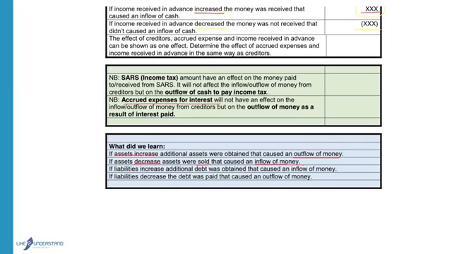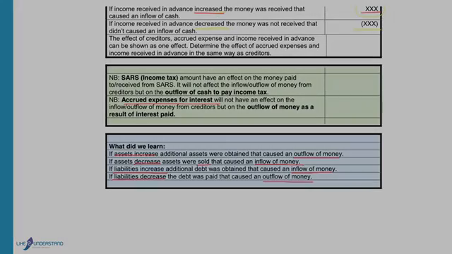If liabilities increase, additional debt was obtained and we borrowed money, we owe more money to the creditors or we owe more money to the loan, and that will give us an inflow of money. If liabilities decrease, the debt was paid, so we paid the creditors, that caused an outflow of money.